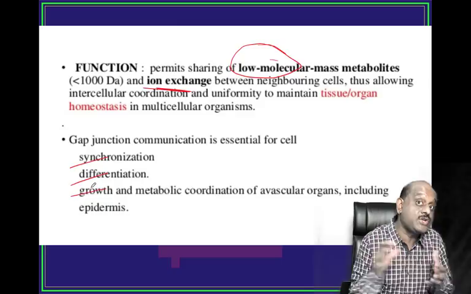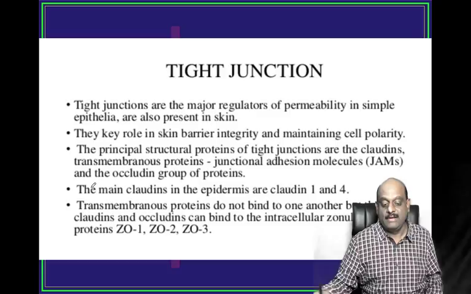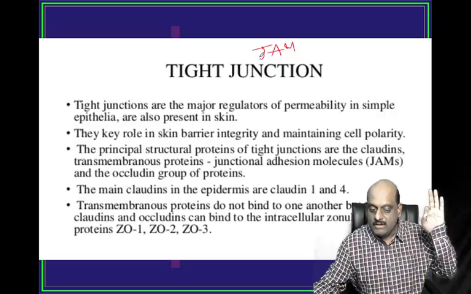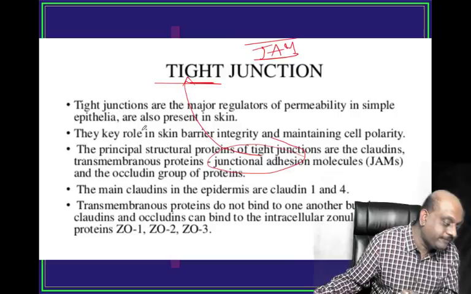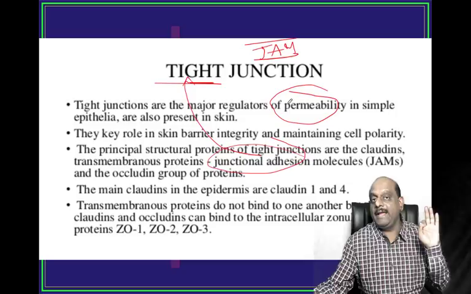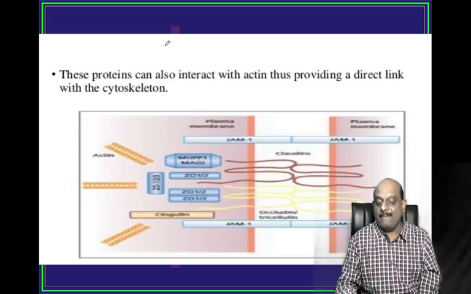Then tight junction. So typically you have JAMs. You need to remember the protein, JAMs. So junctional adhesion molecules are important for the tight junction. And who is the main mediator of the permeability of the epithelia, doctor? It is the tight junction, is what you have to emphatically remember.